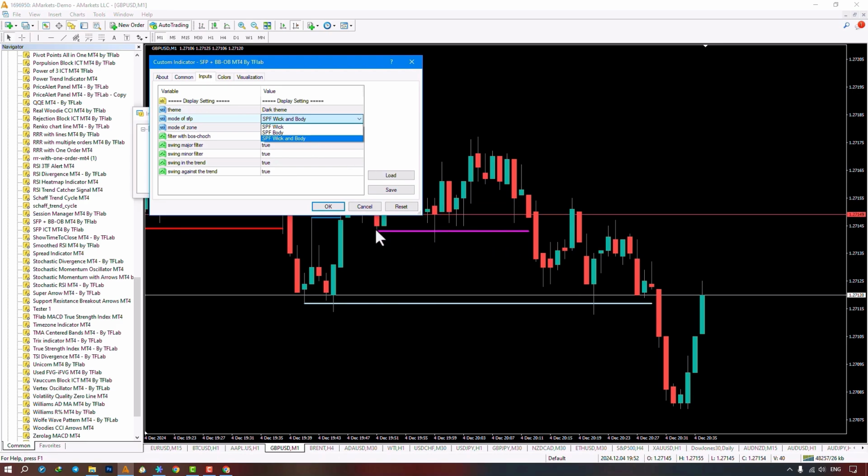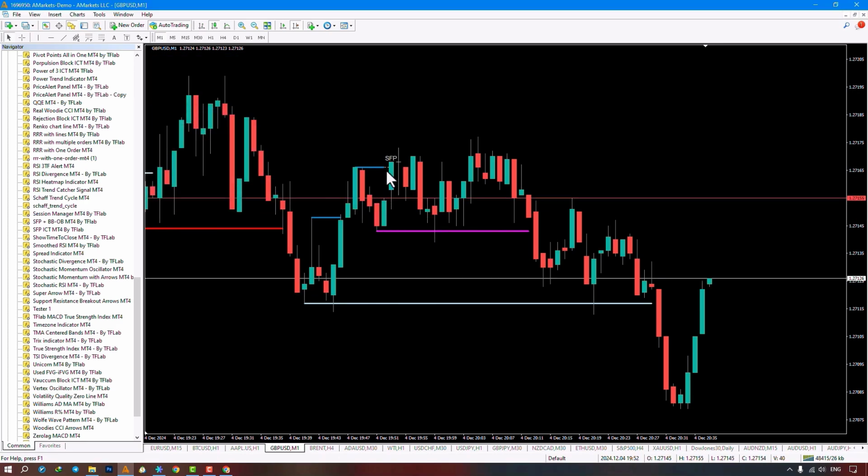The indicator identified a swing failure pattern when the price moved up, returned, and broke the level with its body. Another swing failure pattern was identified when the price moved up, closed below the level, broke with a wick, and moved down. This candle has been identified as a swing failure pattern, which has broken the level with its body.